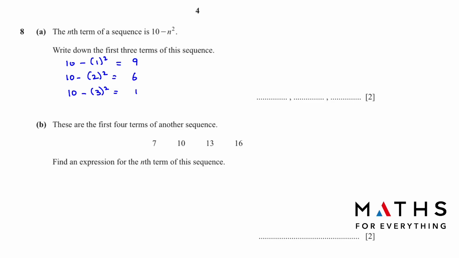Part B. There are 4 terms given to us. They are part of another sequence. Find an expression for the nth term of this sequence. We find the difference. It is 3. So you can write, this is a constant difference. You're adding something to get the next term. You can write 3n, and then from the first term, you subtract the difference. You got 4. 3n plus 4 is your answer.